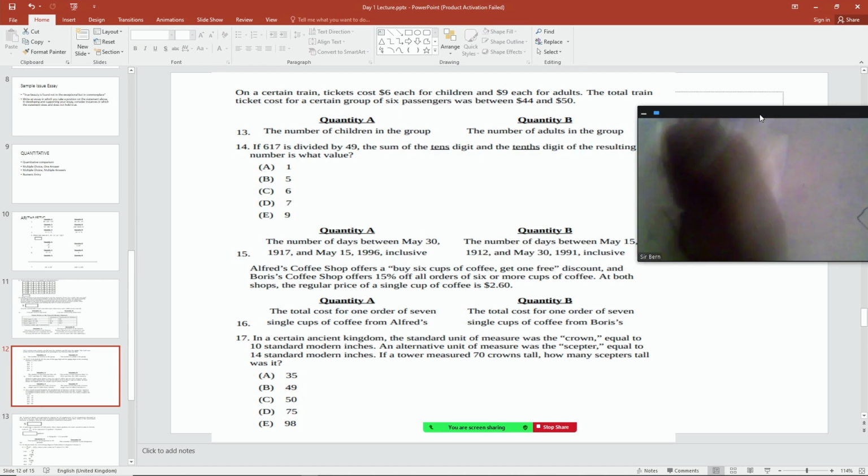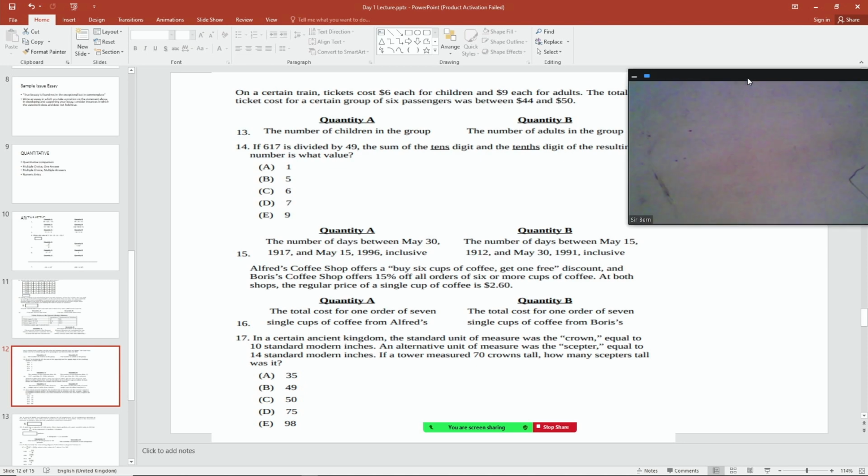Question 15 is saying the number of days between May 30th, 1917 and May 15th, 1996, inclusive, for quantity A. In this case, you just need to do a comparison of the years. When you subtract the years, I think you are going to get about 79 years, from 1917 to 1996. Likewise, from 1912 to 1991, also 79 years. If that is the case, it doesn't mean that it will be the same. Comparing it, you see that in quantity A they started late in the year, May 30th. That was just like maybe the last but one day.